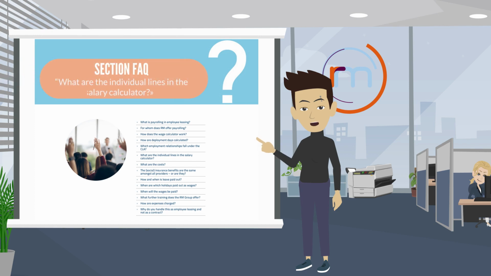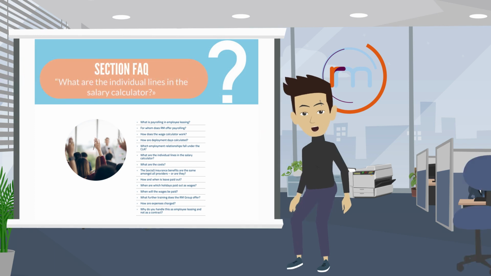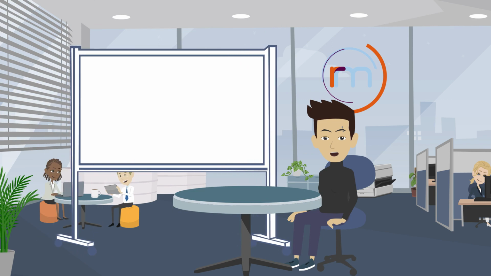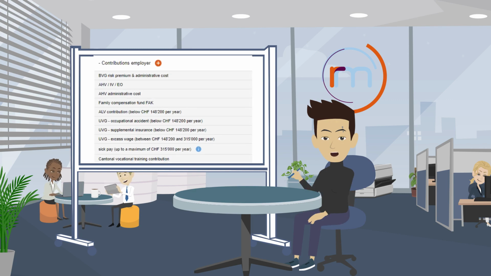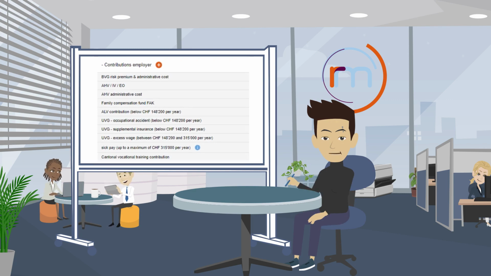What are the individual lines in the salary calculator? Usually, employees in Switzerland only know their gross salary, but since we want to be completely transparent, we want to show you all deductions from your total all-in rate. Social insurance is the most important institution for social protection in Switzerland and is financed by these contributions. Solidarity is the basic principle here. This means that the risks are shared by all insured persons. Some of the contributions you will also find as a deduction from your gross salary later on. That's because those are split half-half between employer and employee.